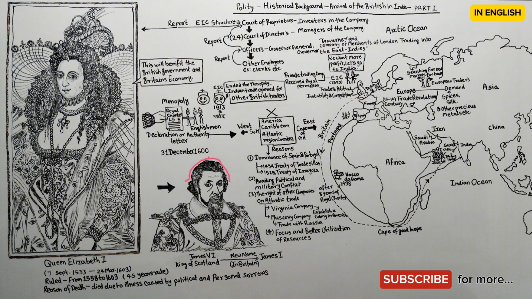The person you see on the side is James VI, who was the King of Scotland. After Queen Elizabeth I, James VI, who was the King of Scotland, became the King of Britain, and in Britain he was given a new name, James I. Here you can see Queen Elizabeth I of England thinking about something when the British come to meet her with the proposal of the East India Company.